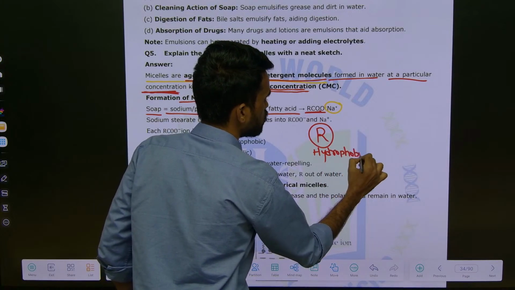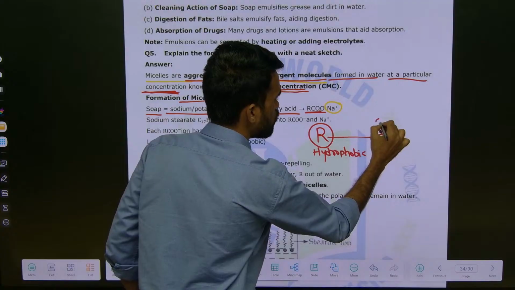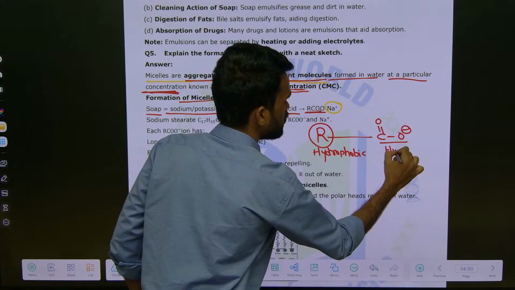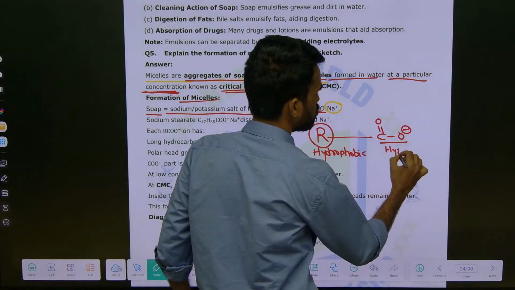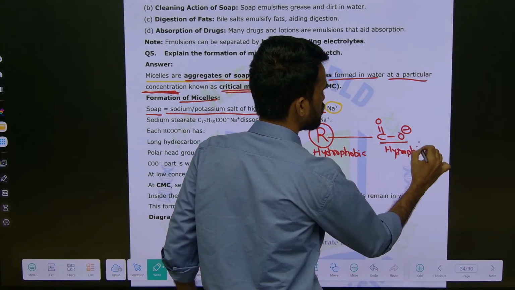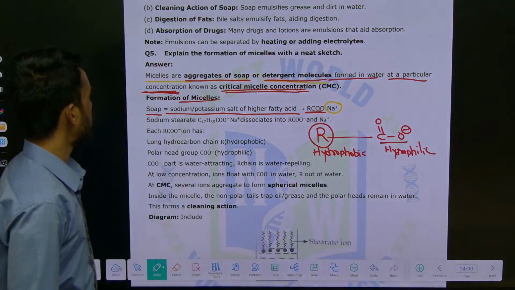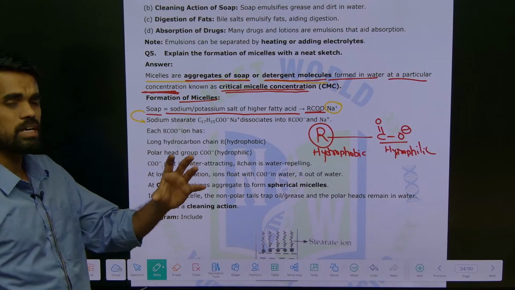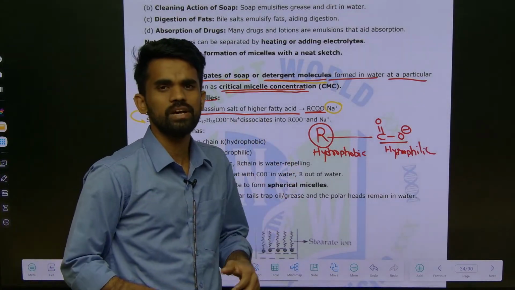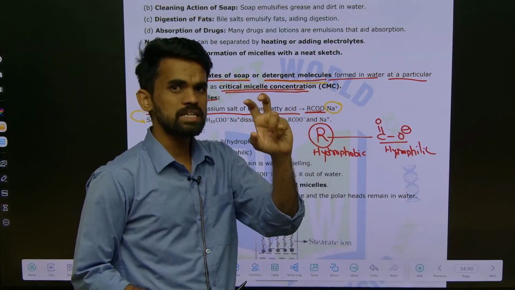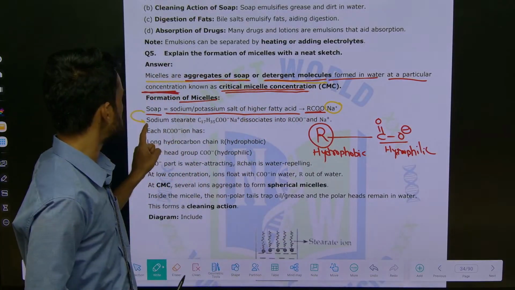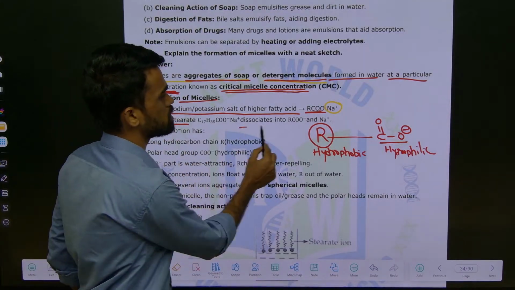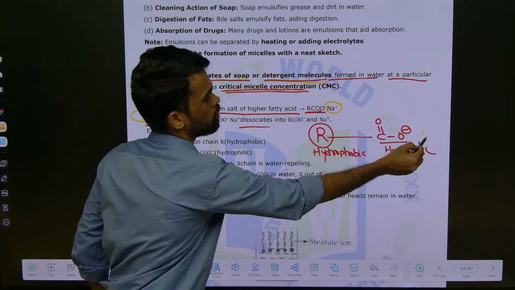Hydrophobic. When it comes to the carboxylate ion, there is a charge, so this is hydrophilic. So we have two things. Soap contains sodium stearate. You can take any of the soaps we use in daily life, and at the back they will list sodium stearate. This sodium stearate dissociates into carboxylate and sodium ion, Na plus.